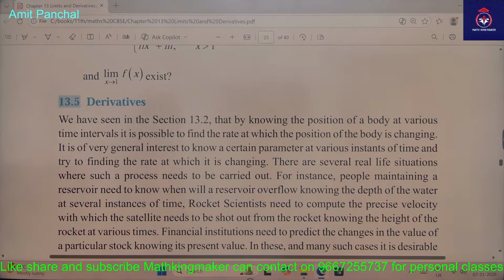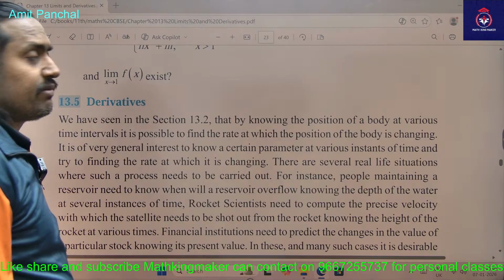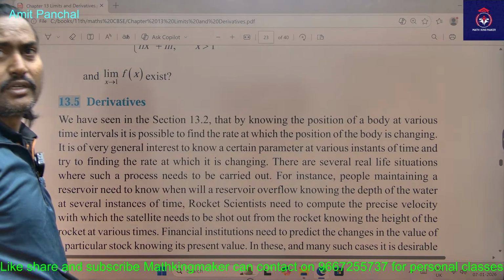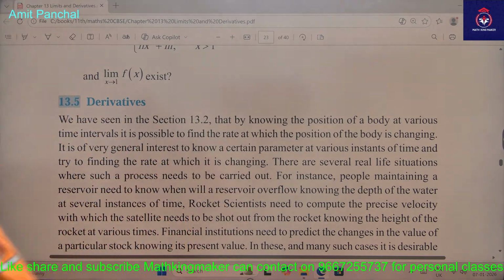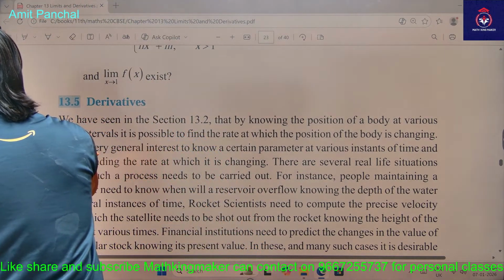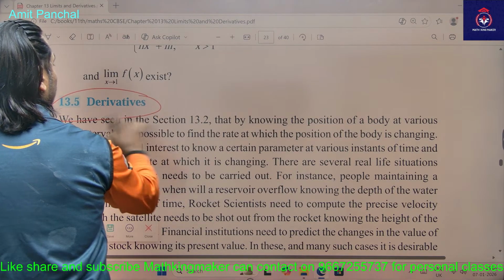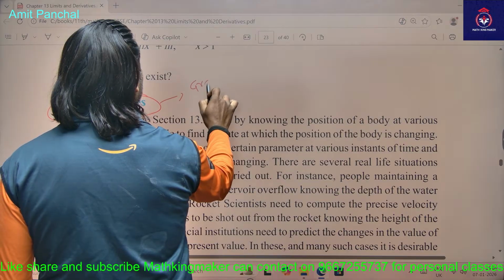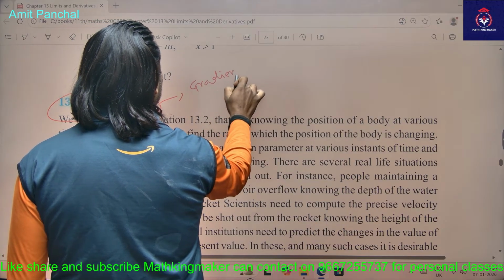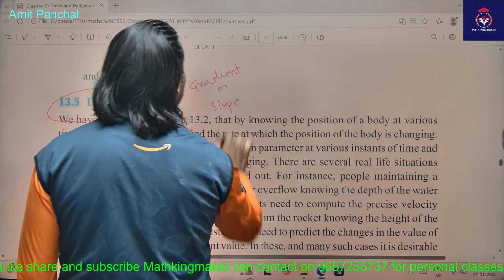So, once we talk about derivative, derivative is just a gradient of that function. Derivative is a gradient of function. In terms of limit, derivative is a gradient, or slope, of the function at a particular point.